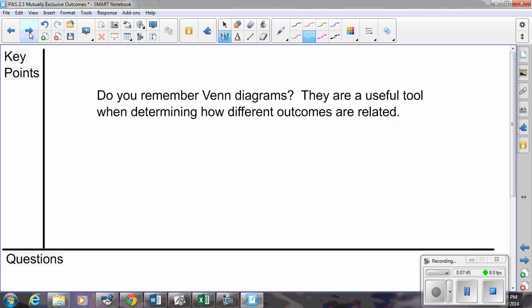Okay, before we continue, I want to ask a quick question. Do you remember working with Venn diagrams? We were using them back before. It's a very helpful tool to see how events and outcomes are related. If you can draw a Venn diagram and work with them like we had done before, it'll make a lot of our work easier today.